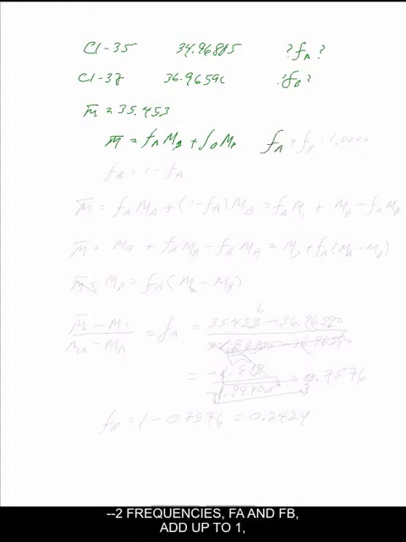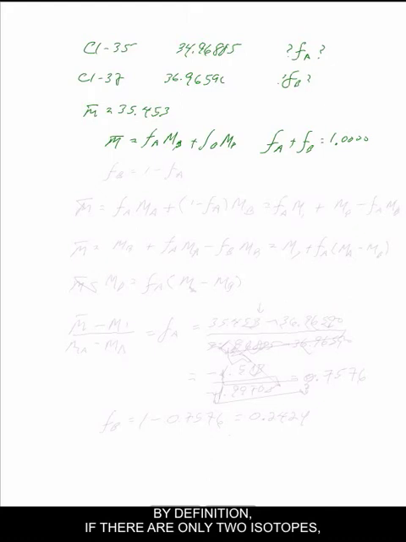Don't the two frequencies, FA and FB, add up to 1? And I'm going to write this as 1.0000 just to signify this is an exact one. By definition, if there are only two isotopes, the sum of the frequencies has to equal 1. Or in other words, the sum of the percentages has to equal 100%. So if I write that second equation, I can use the substitution method to solve.